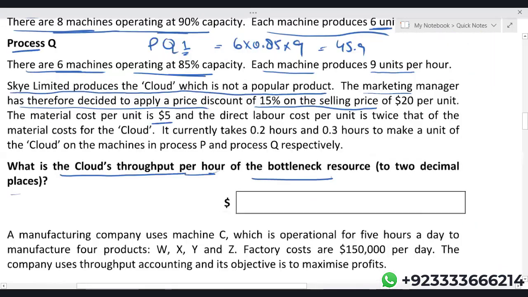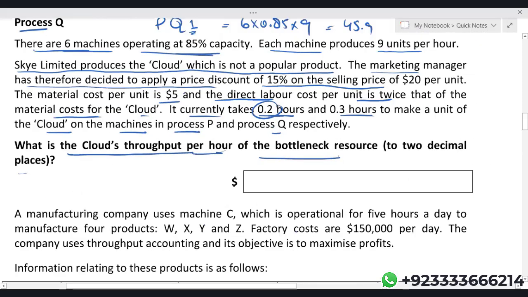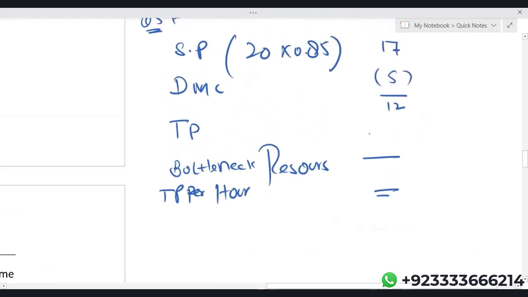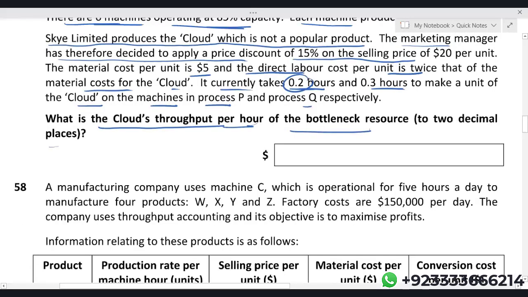Process P is the bottleneck. And direct labor cost per unit is twice that material cost of the cloud. It currently takes 0.2 hours and 0.3 hours to make a unit of the cloud on the machine in process P and Q. So process P takes 0.2 hours, and we know that the bottleneck is process P. So 12 divided by 0.2 will give us 60 as the return per factory hour, and they are saying 2 decimal places, so you can write it like this, 60.00.